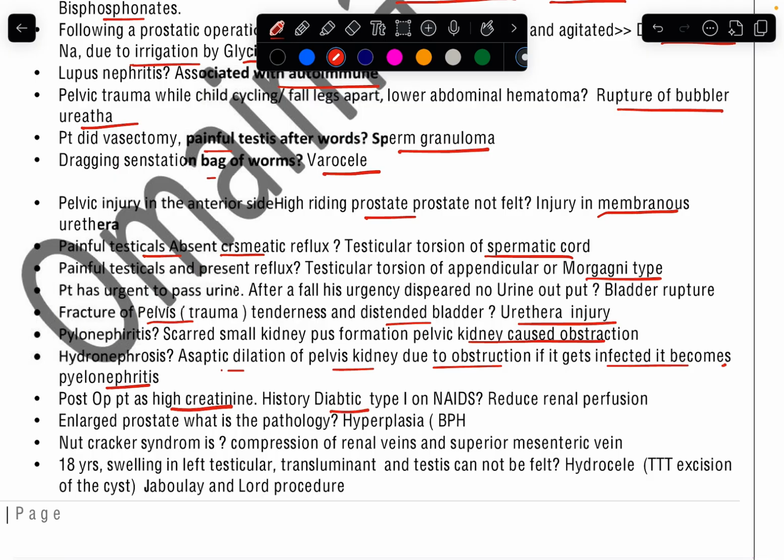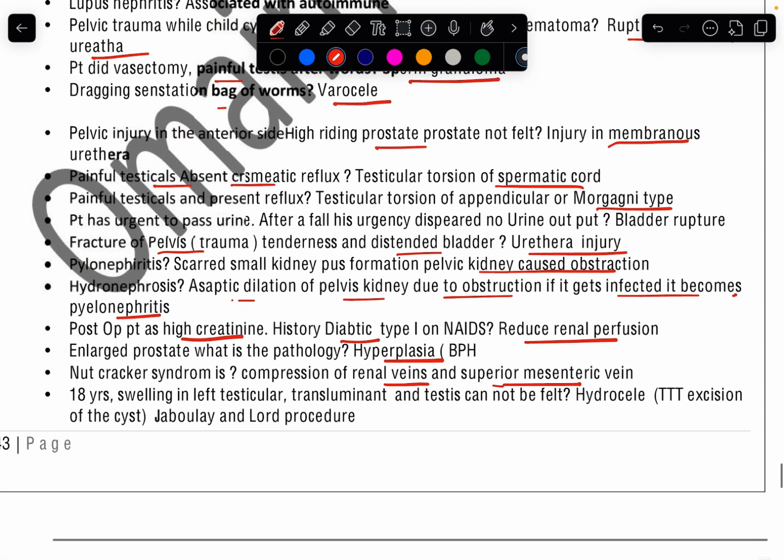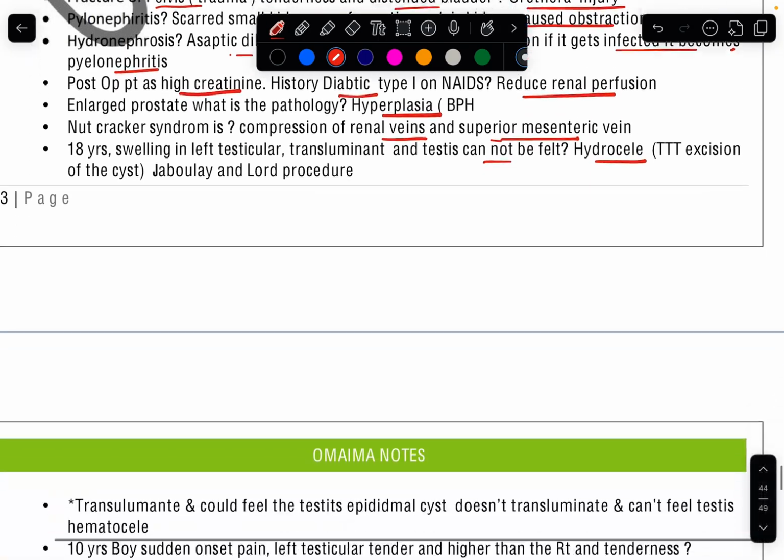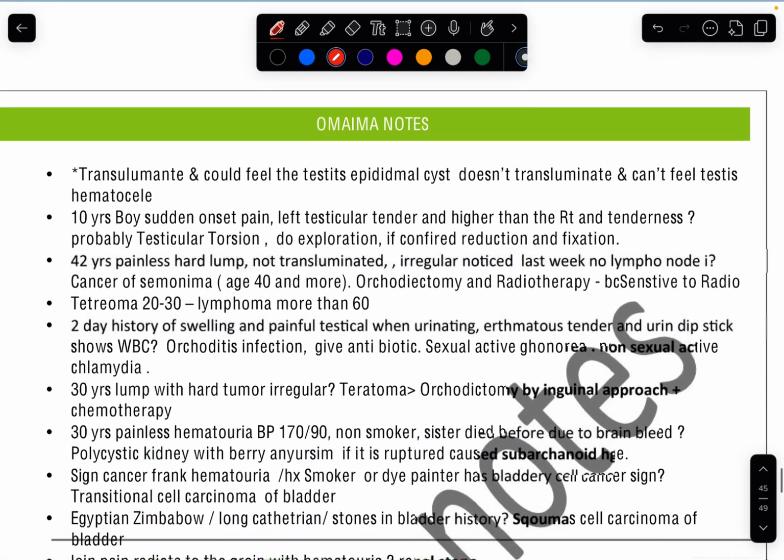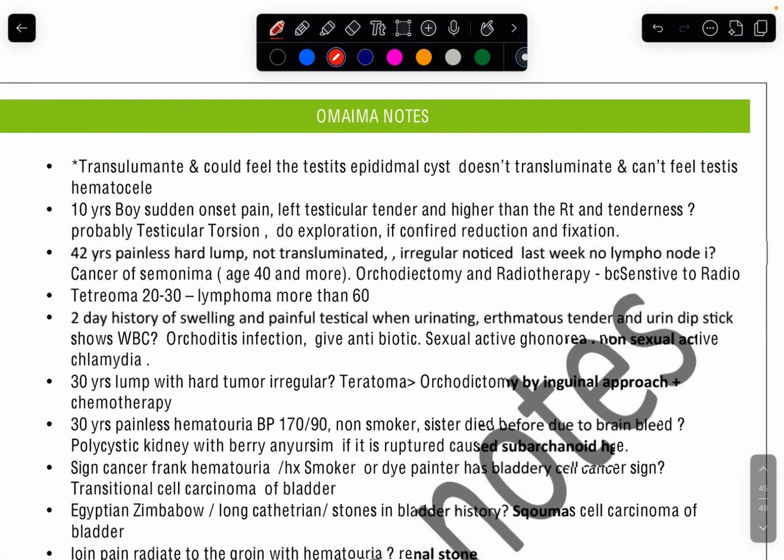High creatinine, history of diabetes, renal perfusion, enlarged prostate pathology, hyperplasia, nutcracker syndrome: compression of the left renal vein and superior mesenteric artery between this and that is nutcracker. 18 years, swelling in the testicle, transillumination positive, testis, hydrocele, Jaboulay repair, Lord's repair. Transilluminates, and could feel the testis and epididymis; does not transilluminate, feel the hematocele.